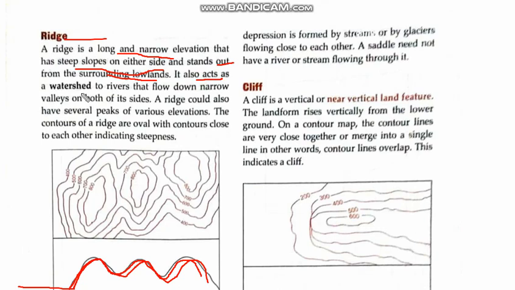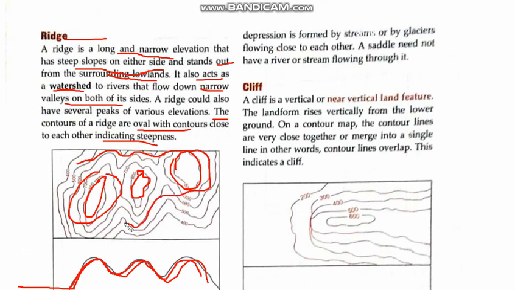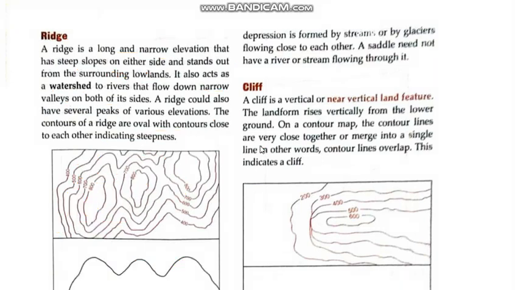It also acts as a watershed to rivers that flow down narrow valleys on both of its sides. So how can we draw that? The contours of a ridge are oval with contour lines close to each other. They are forming circles like the ridges. So this is a type of ridge and we can observe that also.